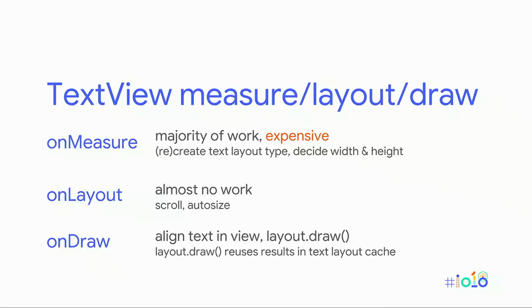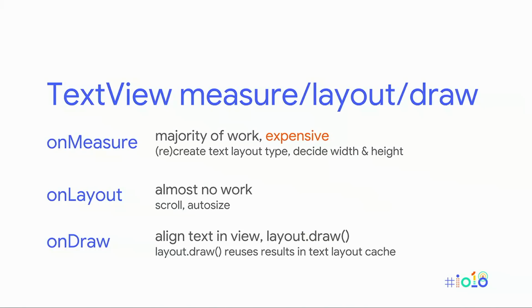TextView goes through the same 3 phases that any view on Android goes through: measure, layout, and draw. Measure is by far the most expensive for TextView. Here is where we create the layouts we just talked about, or recreate them if we need to, and where we decide on the width and the height of the view. This is really expensive work. Later, in onLayout, we barely do anything, just some scrolling and auto-sizing. And finally, in onDraw, we issue the drawing commands. But measure is really, really expensive, and you need to be very aware of this.